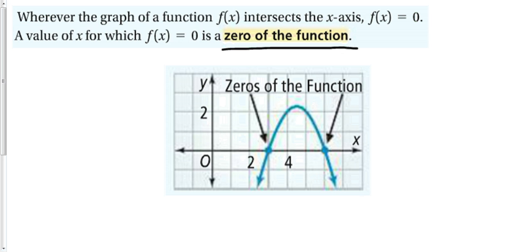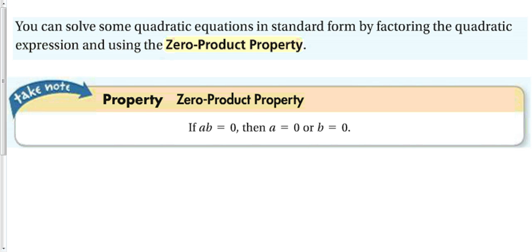Okay? So whenever a graph of a function intersects the x-axis, f of x is equal to 0. A value of x for which f of x is equal to 0 is called a zero of the function. Most parabolas have 2 zeros, 2 places where the function crosses the x-axis. Sometimes there's 1, sometimes there's not any, but most of the time there are 2. In order to figure out what these zeros actually are, we're going to use something called the zero product property.